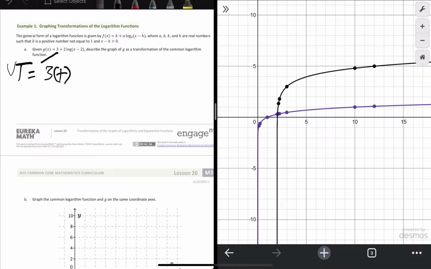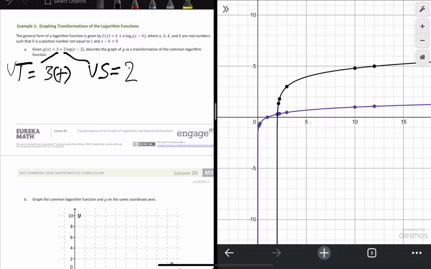Now, the 2 here tells us what? That's the vertical scale. We're multiplying the log, so that's a vertical scaling. Since it's not inside the parentheses with the x, that's the reason we refer to it as a vertical scaling of 2, just a regular 2. It's a vertical scaling by a factor of 2.